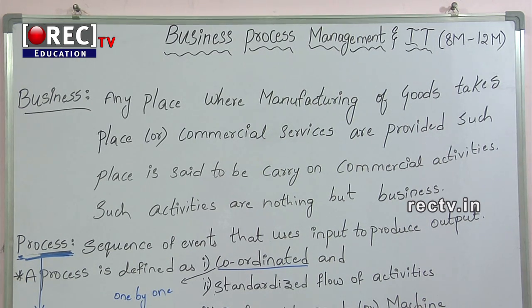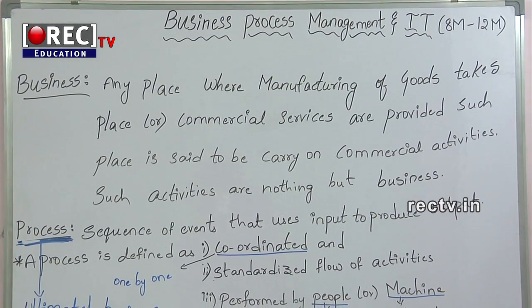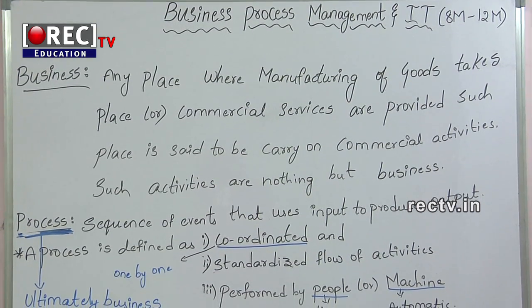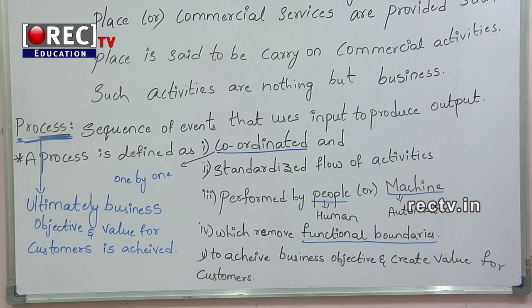Here business means any place where manufacturing of goods takes place or commercial services are provided. Such a place is said to carry on commercial activities. Such activities are nothing but a business. Now let us see the definition of what is meant by a process. A process is nothing but a sequence of events that uses input to produce output.